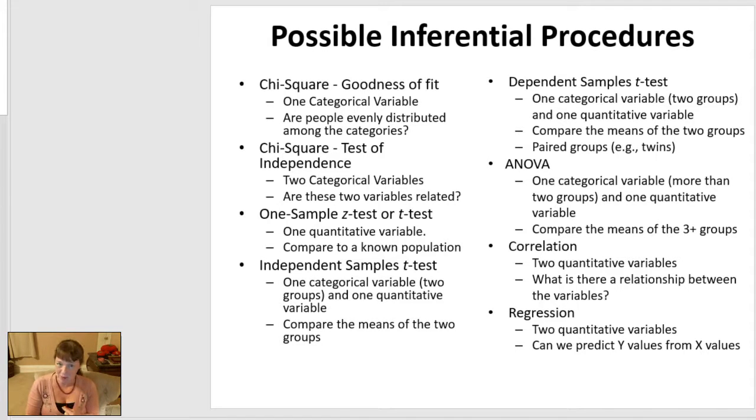The last ones we went over just last time were the chi-square goodness of fit test and the chi-square test of independence. We started our journey with a one-sample z-test, then we moved on to the one-sample t-test, then we learned about the independent samples t-test, the dependent samples t-test, the ANOVA or F-test, the correlation, and regression.